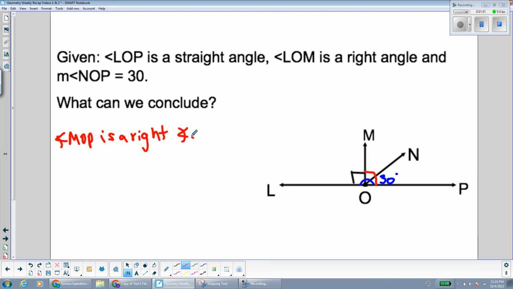The reason for that is since angle LOM and angle MOP form a straight angle together, are supplementary together, they need to add up to 180 degrees. So if this one's already 90, then this one has to be 90 to make the 180 degrees. Not only are angle LOM and angle MOP supplementary, they are also adjacent.